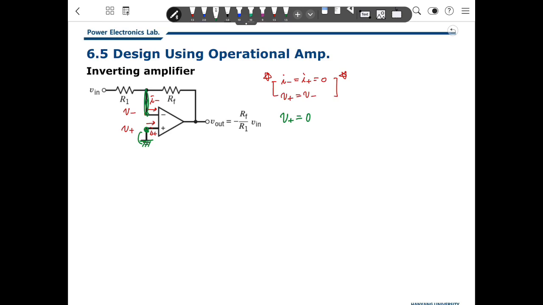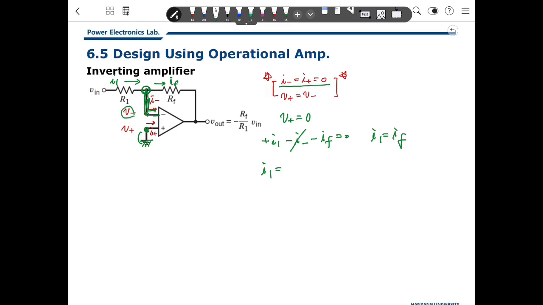The second thing is the node equation here. What should we do? I can define the current over here. We'll call this I1, and based on KCL here, because we define IF, I1 minus I minus minus IF is 0. But I minus is 0. Why? Because the current is going into the op-amp. So this is 0. That means I1 is IF. Then what is I1?